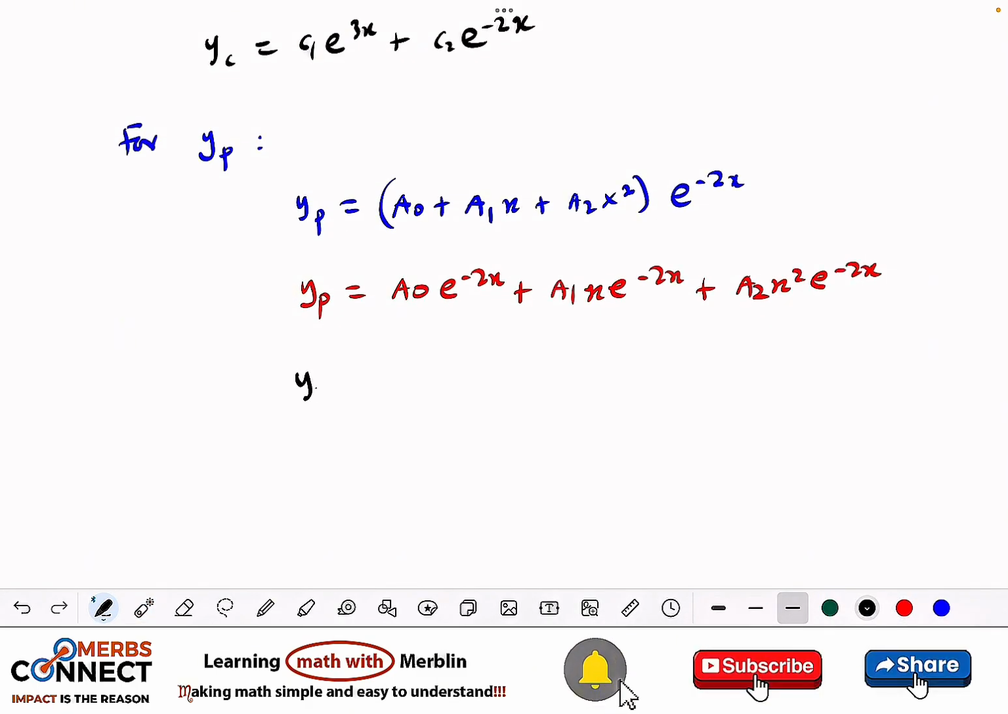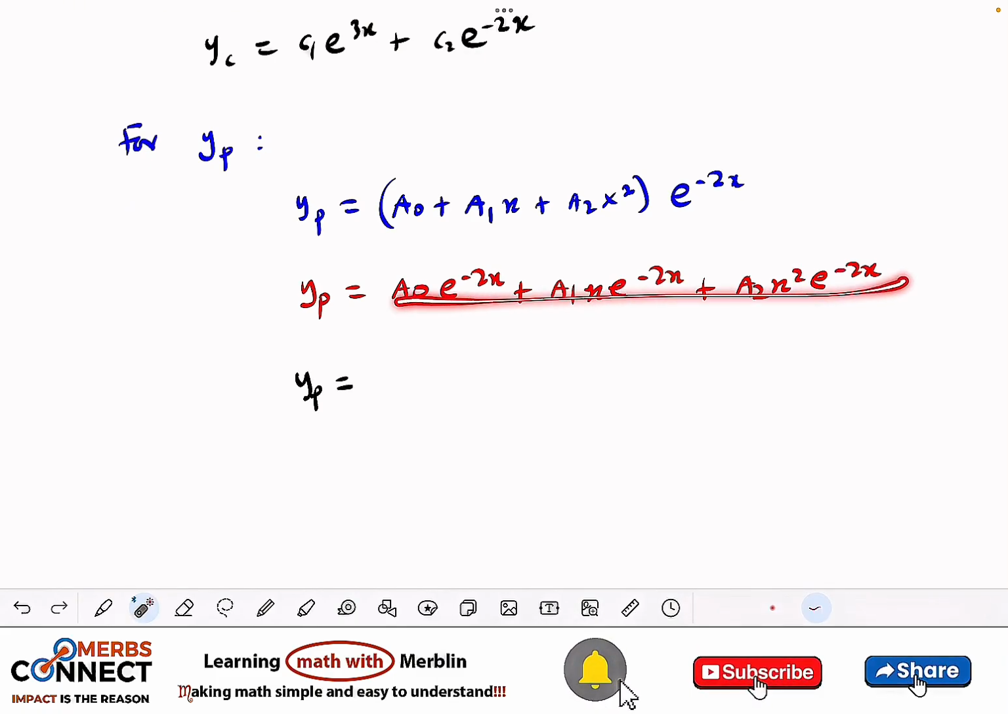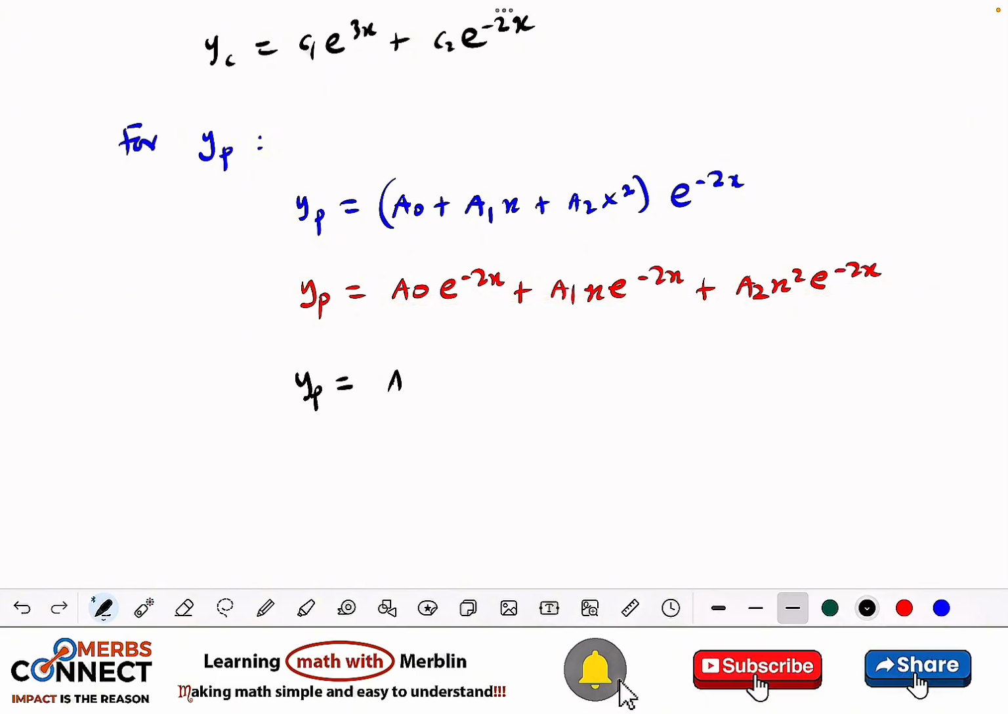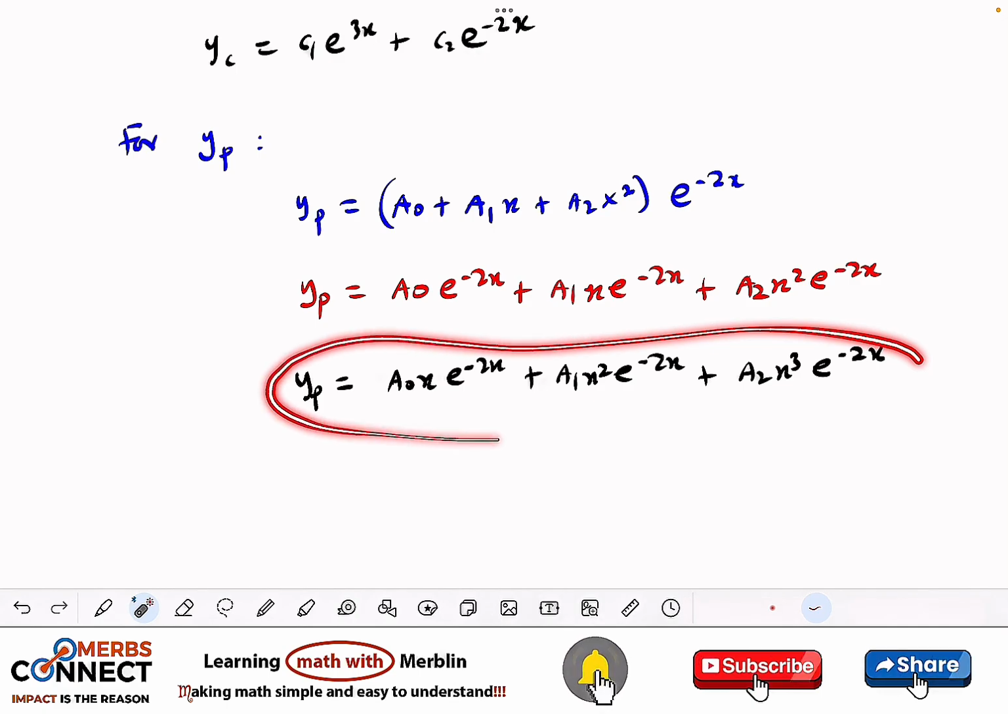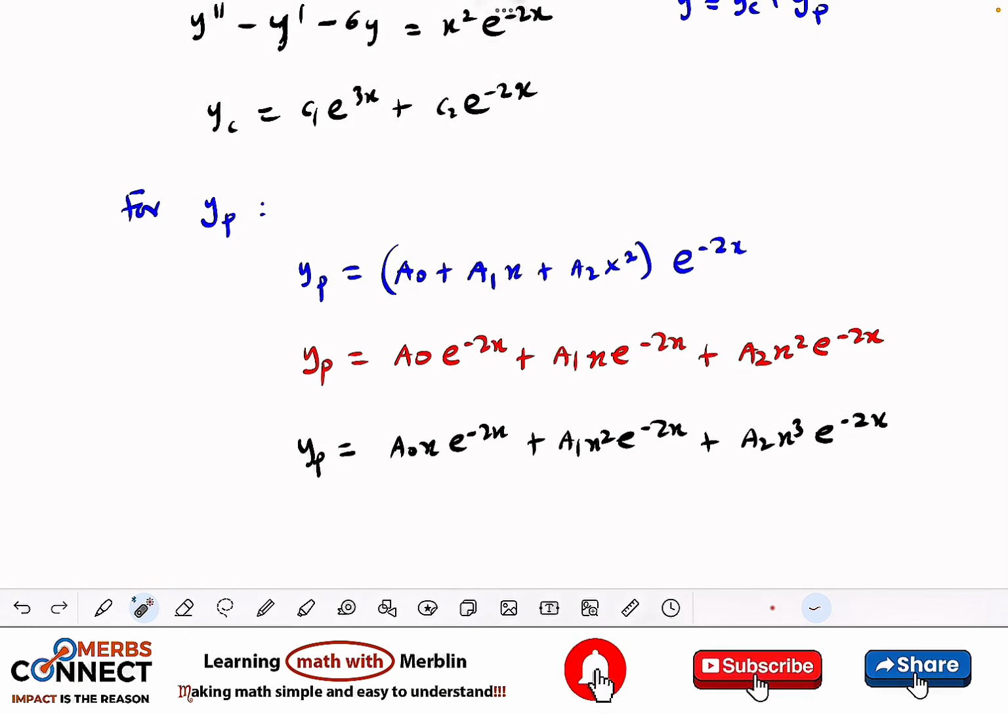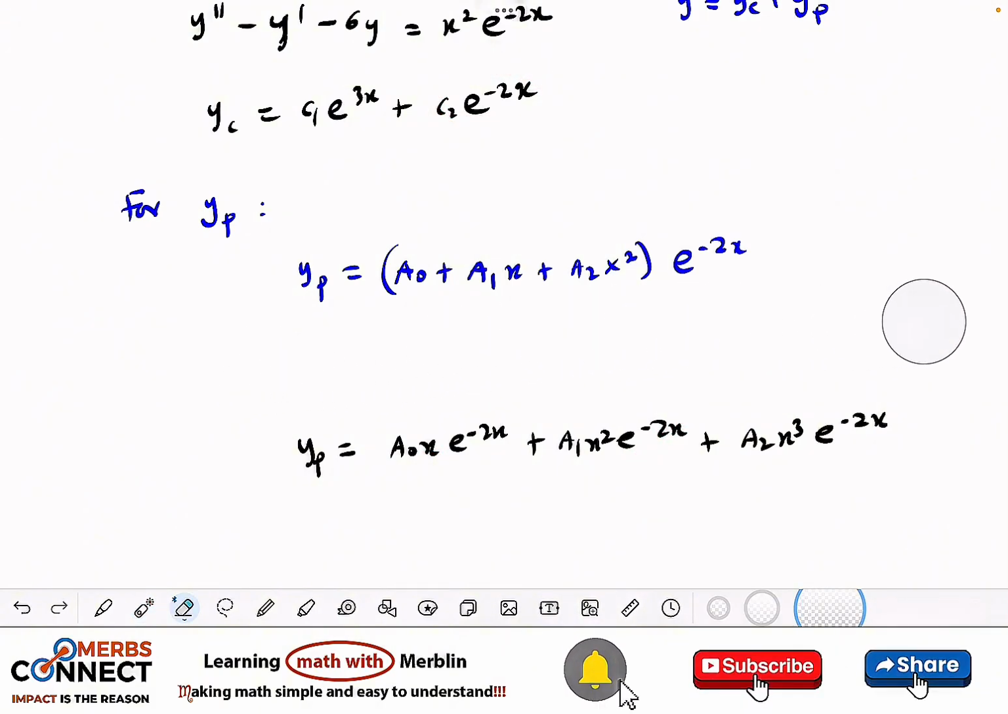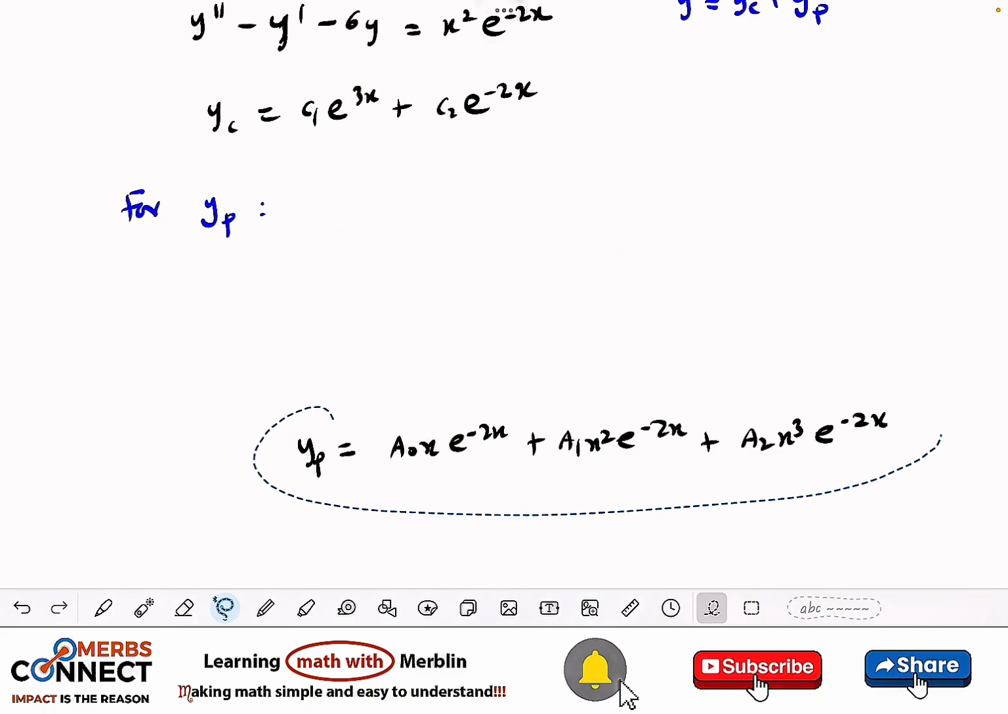So this is going to be yp, which is equal to, so multiply through by x so that we modify it. So x naught x e to the power minus 2x plus a1 x squared e to the power minus 2x plus a2 x to the power 3 e to the power minus 2x. Good. So this is what we are going to get from the yp. Now when you compare, the term here starts with x and this one has no x, so it means that now this is the right choice for our trial solution.